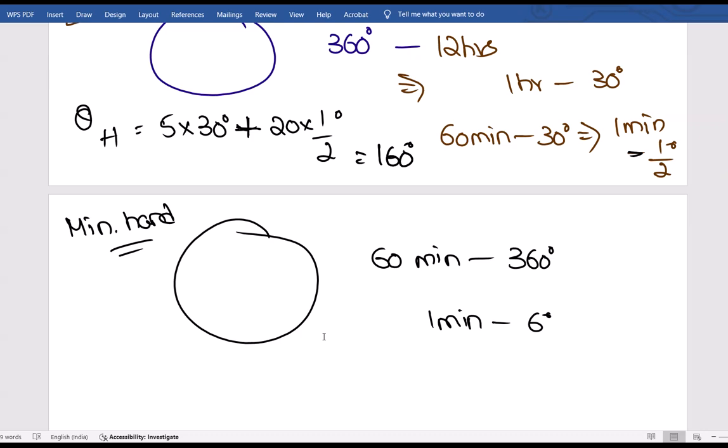For the hour hand angle, two things should be considered: how many hours and how many minutes.